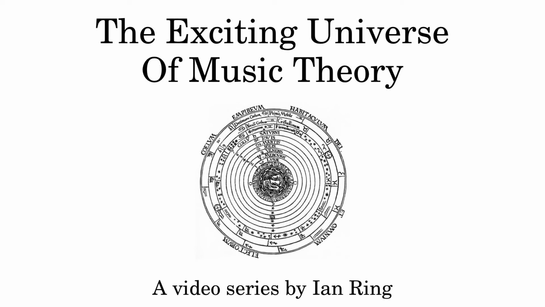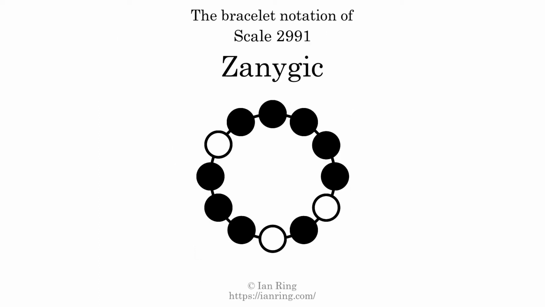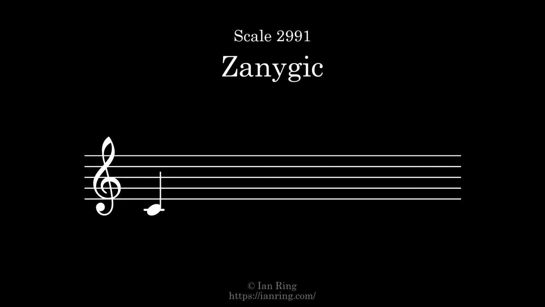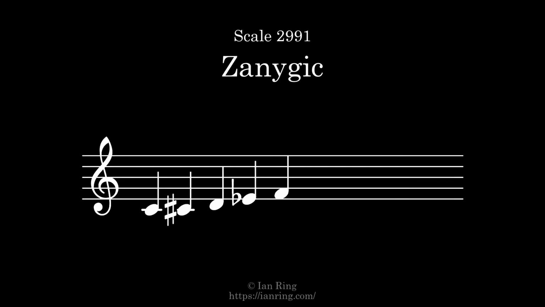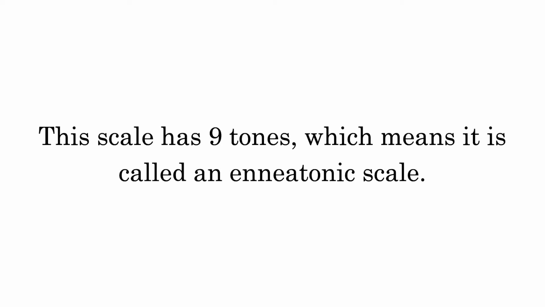Welcome to the exciting universe of music theory. Are you ready to learn? Then let's begin. Today we will talk about Scale 2991, Zanygic, which sounds like this. This scale has 9 tones, which means it is called an enneatonic scale.